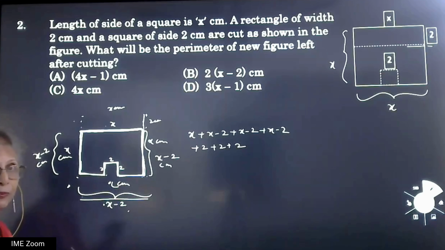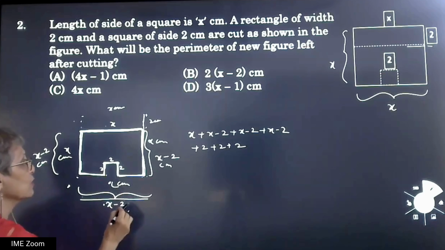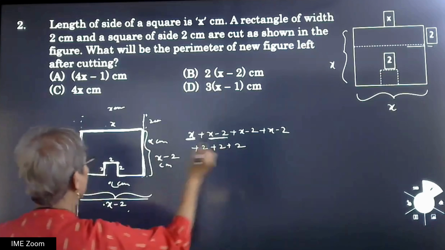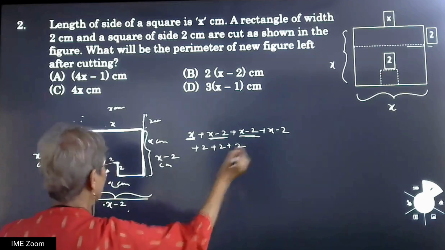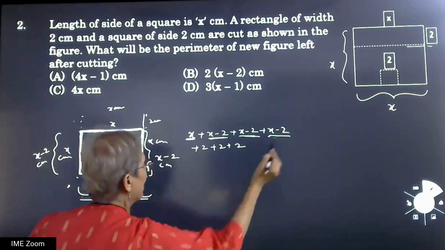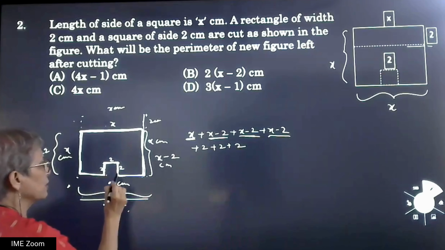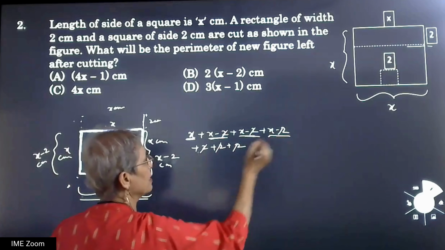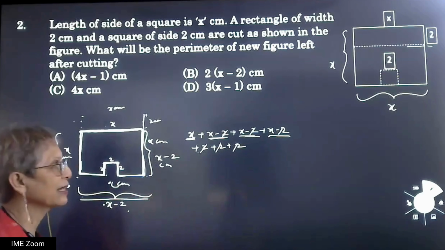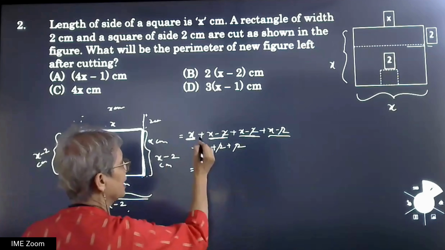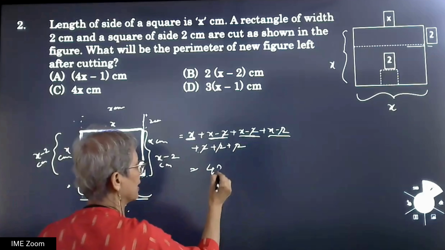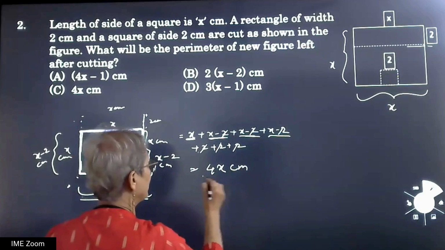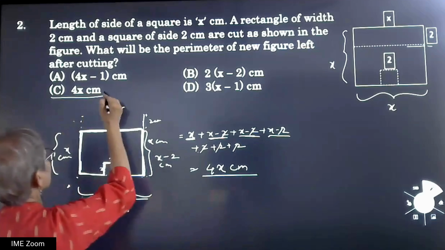So while finding perimeter, we have to add them together. So what are we adding? x, then this x minus 2, then this x minus 2, then this bottom line x minus 2, and then 2 plus 2 plus 2. And now all these 2's will get cancelled. 2 minus 2, minus 6 and plus 6, they will get cancelled, and simply x plus x plus x plus x, that is 4x. So 4x centimeters is the perimeter of the remaining figure. Here the option is C.